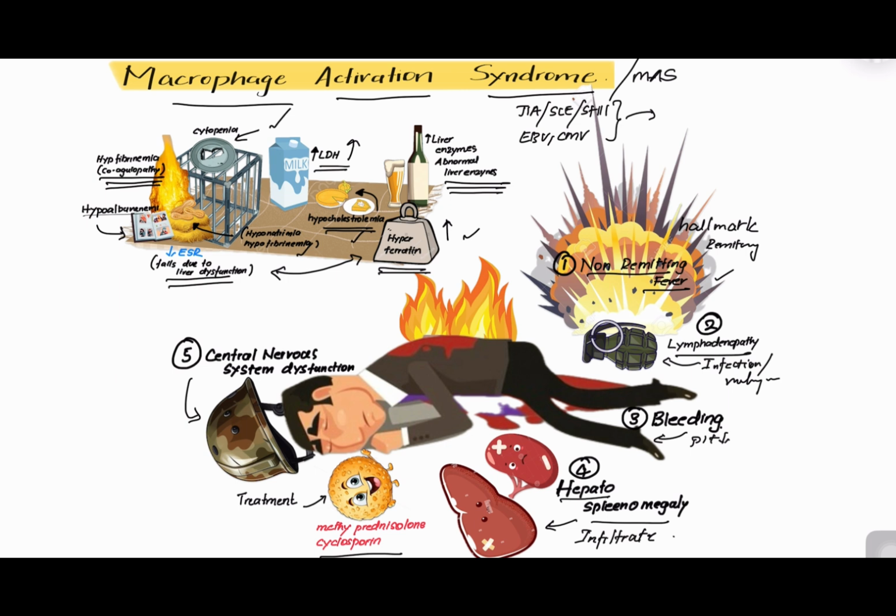This whiteboard picture, explosion, grenade, bleeding figure, and all, shows MAS's chaos. A trigger like a virus or autoimmune flare sets off defective T cells and macrophages, releasing cytokines that drive fever, organ damage, and cytopenias. Spot these signs early, confirm with labs and criteria, and hit it with treatment to save lives, as MAS can mimic sepsis or malignancy.